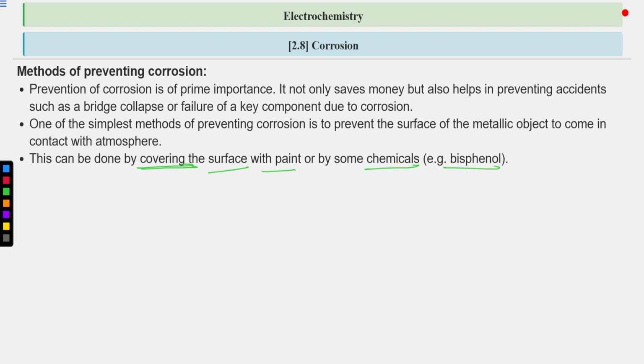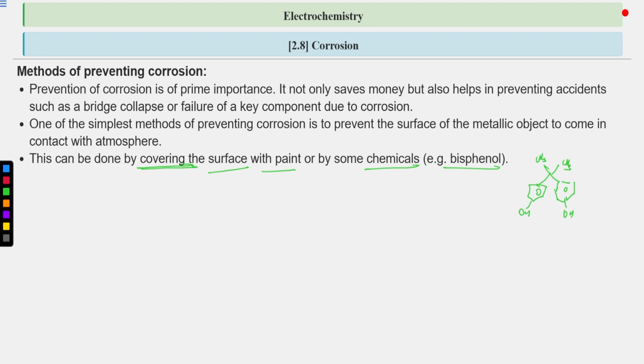Bisphenol structure, if we talk about it, two benzene rings are joining together. Okay, two benzene, or you can say two phenol rings, are joining together, and here we have two methyls. Okay, this is the structure of bisphenol. So this we can use to paint the surface of the metal, to cover it, to prevent it from contact with the atmosphere.